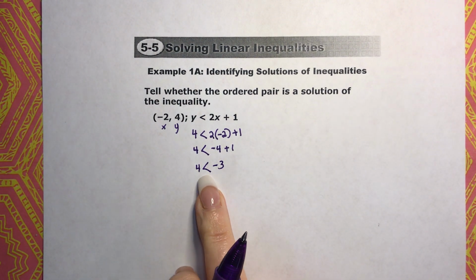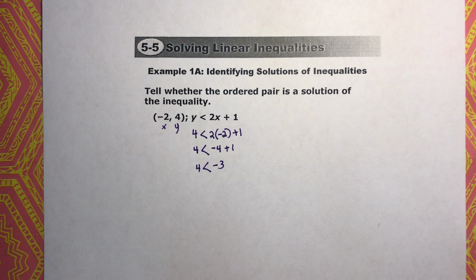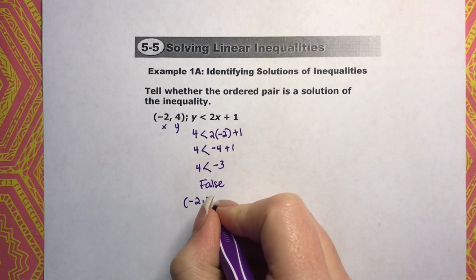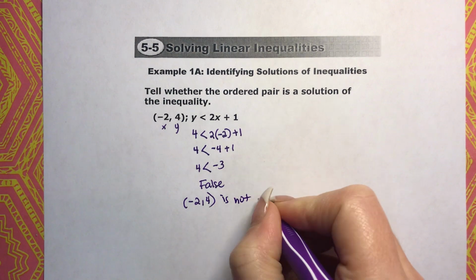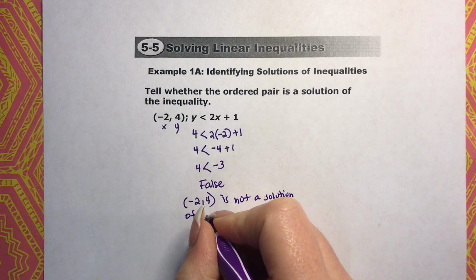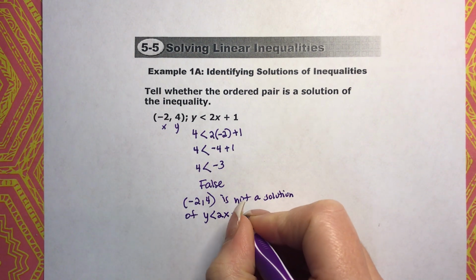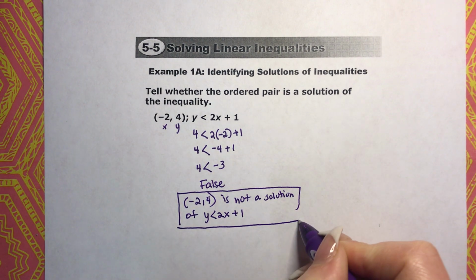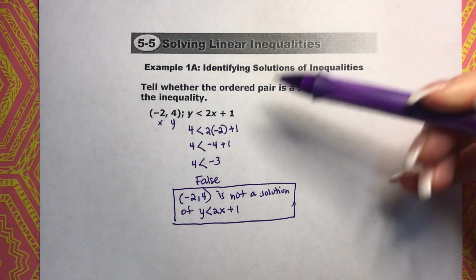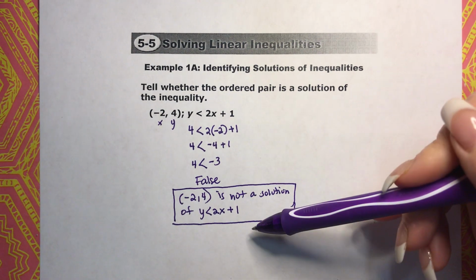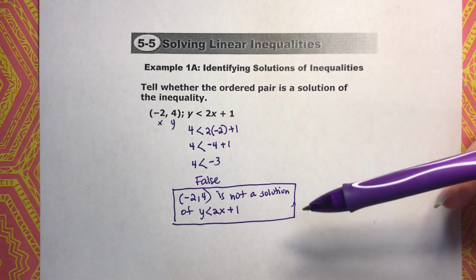And so is 4 less than negative 3? And that is not true, right? Negative 3 is not bigger than 4, so this is false, which means negative 2, 4 is not a solution of y less than 2x plus 1. So it's not a solution. All right? So pretty easy. You just have an ordered pair. You stick it in there. If you end up with a false statement, that means it's not a solution. If you end up with a true statement, then that means it is a solution.